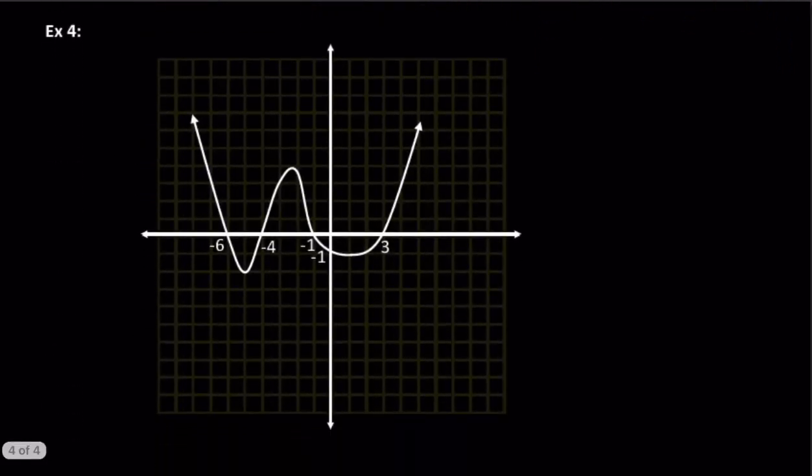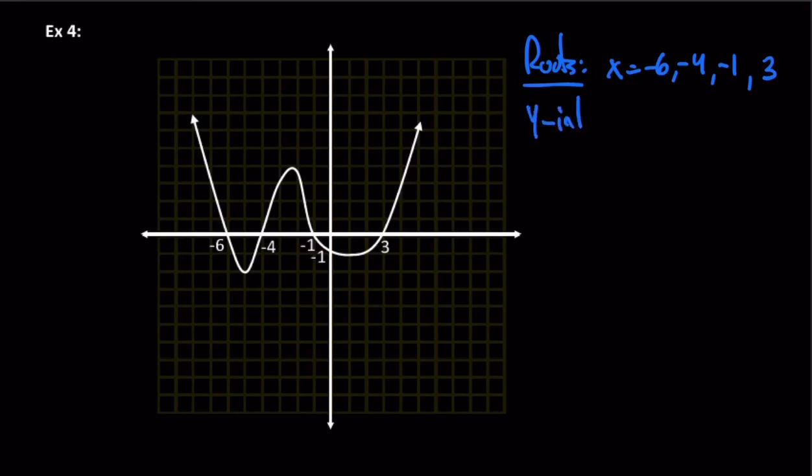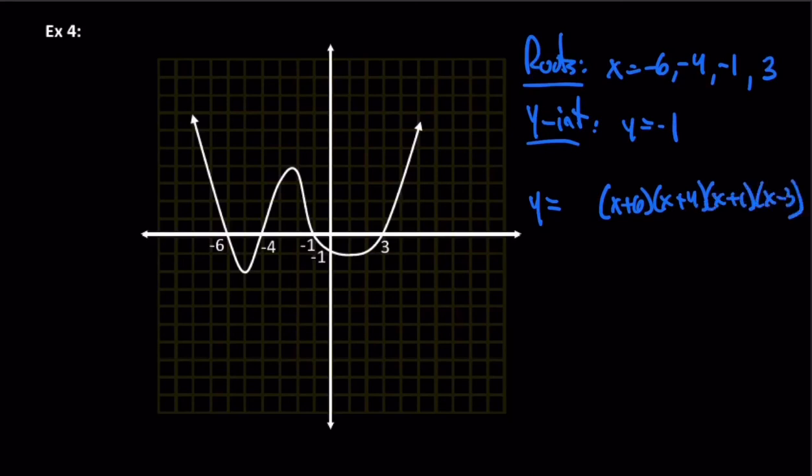Last example. Okay, my roots. X equals -6, -4, -1, and 3. No triple roots, no double roots. My y-intercept, y equals -1. So now here's my equation. Y equals, give yourself some room for an A value, x plus 6, x plus 4, x plus 1, x minus 3.